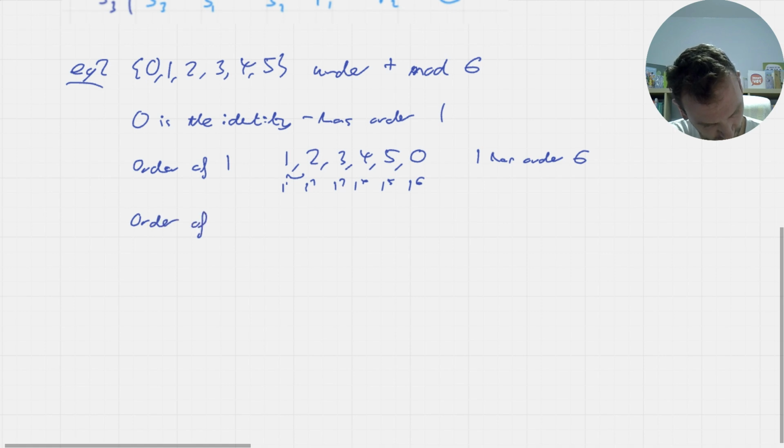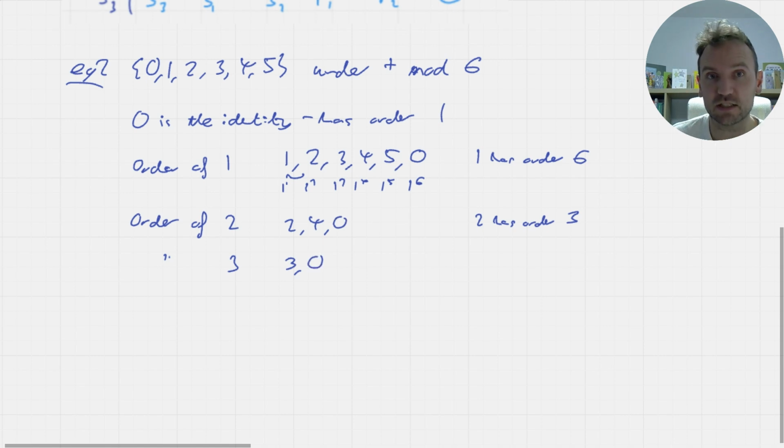What about the order of 2? If we start with 2, 2 plus 2 gives us 4, plus 2 again, we get 0 modulo 6. So 2 has order 3. The order of 3: we just go 3, and then, oh sorry, I wrote 6, I really should have written 0 there. But 3 plus 3 gives us 0 modulo 6, so 3 has order 2.